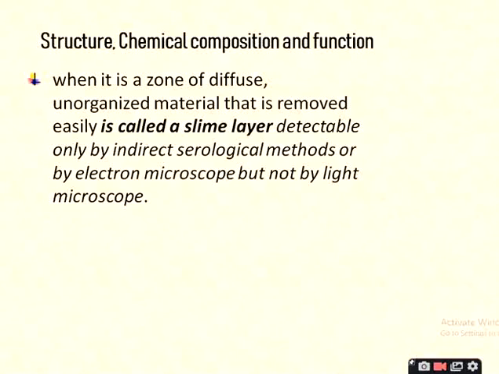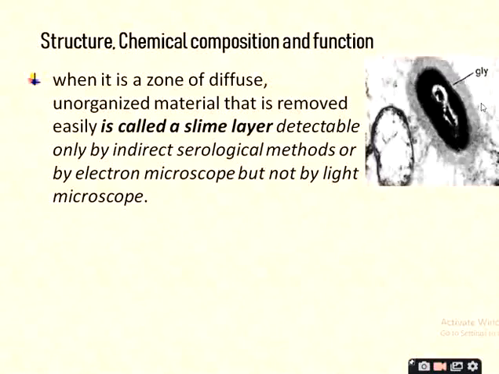And that slime layer is only detectable by serological methods and it can be observed by electron microscopy. But the capsule can be observed by a simple compound microscope when it is stained with a particular stain or by using a negative stain. See, this is the slime layer.